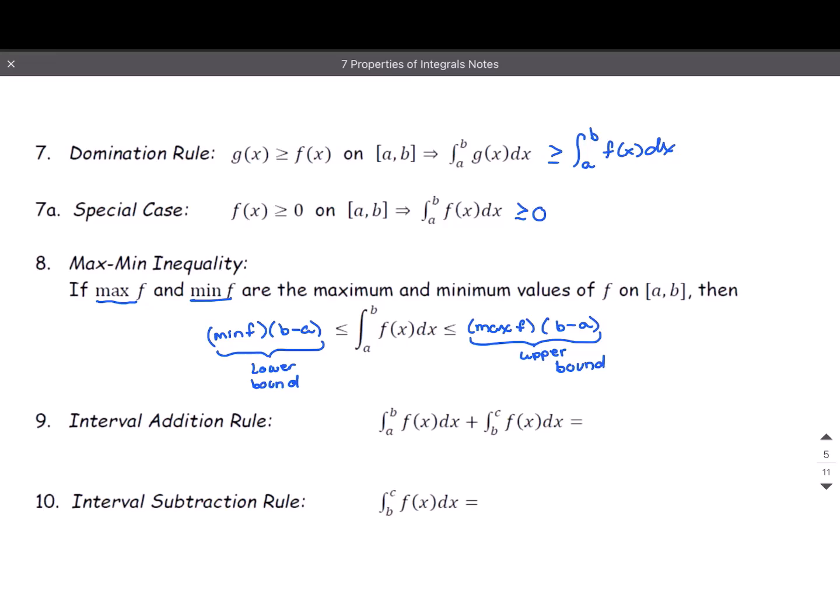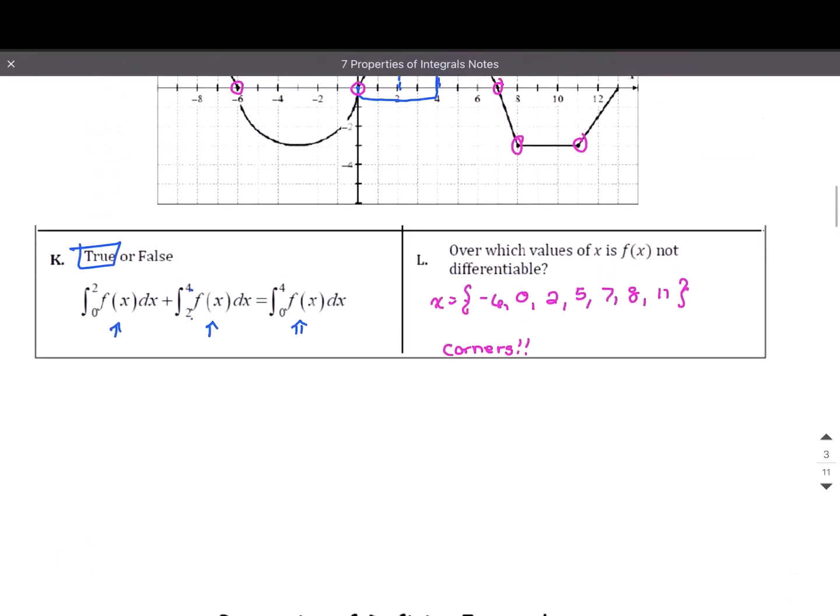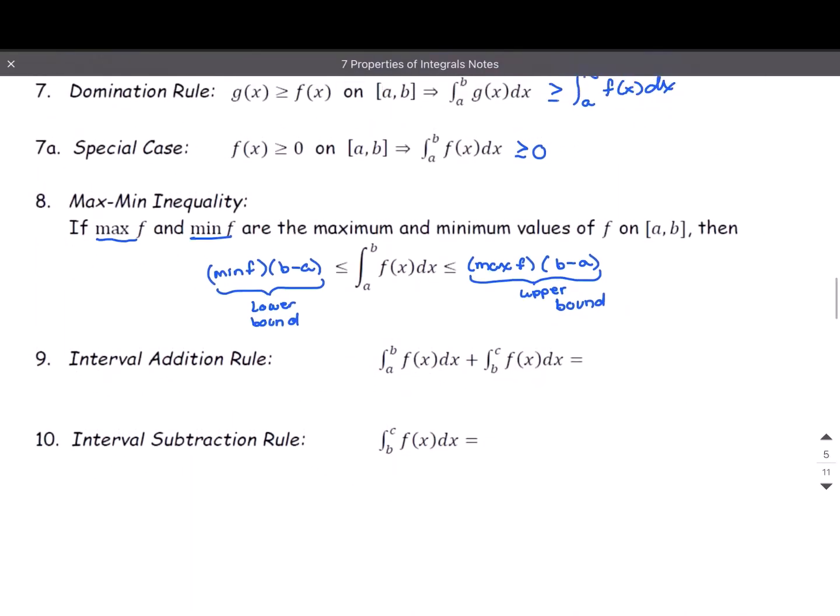Then comes the interval addition rule, and we saw that a few minutes ago in the true-false question. If you go back to that true-false, remember we said the integral from 0 to 2 of f of x plus the integral from 2 to 4. Notice these are the same number. It kind of links them together. The integral from 2 to 4 gives us the integral from 0 to 4 of f of x dx. So this interval addition rule says if I have the integral from a to b of f of x dx plus the integral from b to c of f of x dx, that's the same as the integral from a to c of f of x dx.